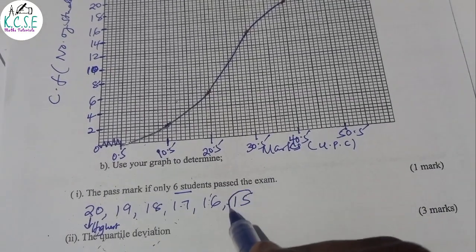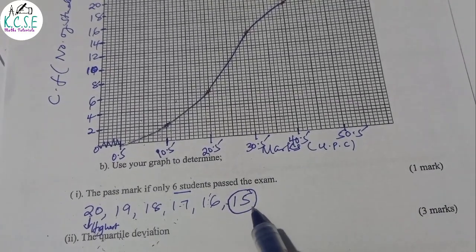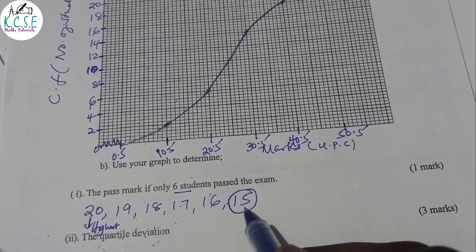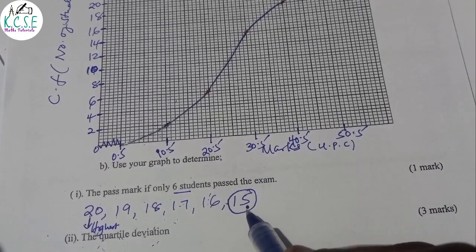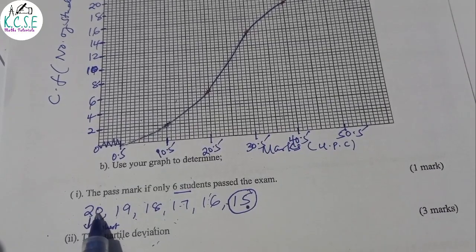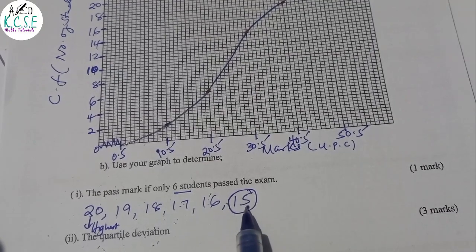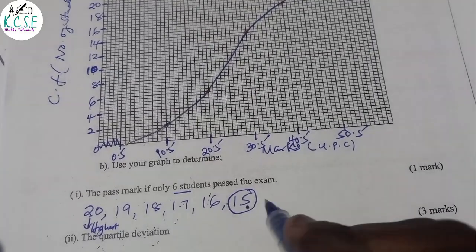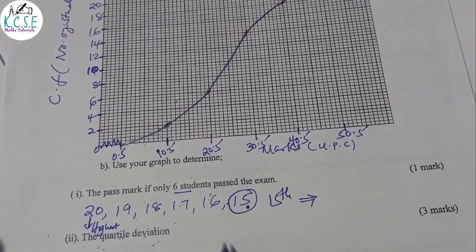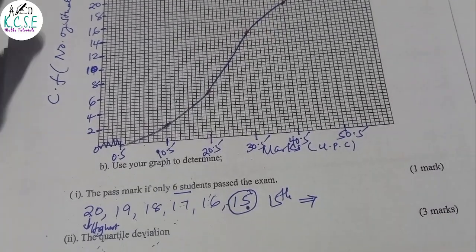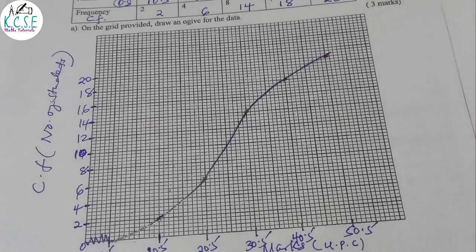So the pass mark will be given by this. This is the last person. This is where the cutoff will be. And this is the person who will score the pass mark, since this is the last student from the highest. If you count 6 students from the highest mark, that is 20, 19... So we shall get the pass mark using the 15th student. The 15th student will give us the pass mark, because that is where the cutoff will be. So we shall go to the graph and draw a straight line from the 15th student.